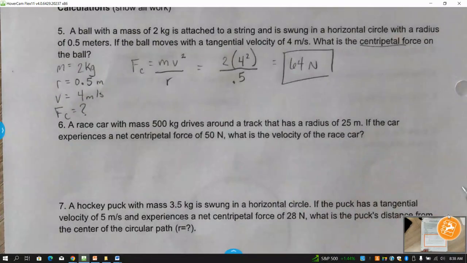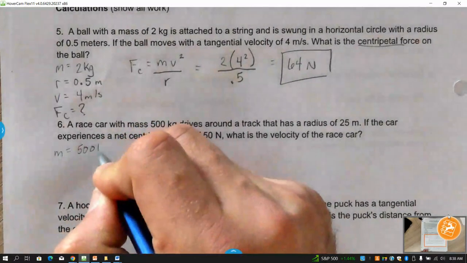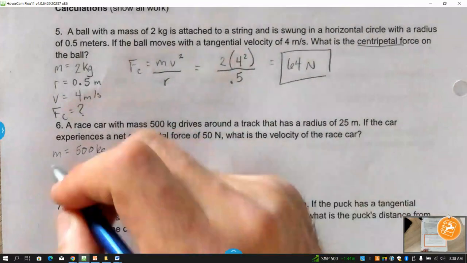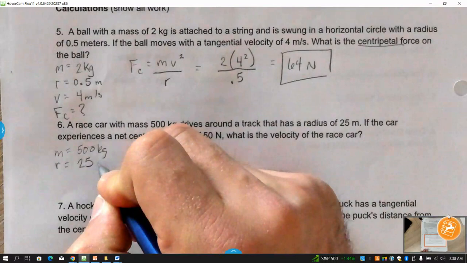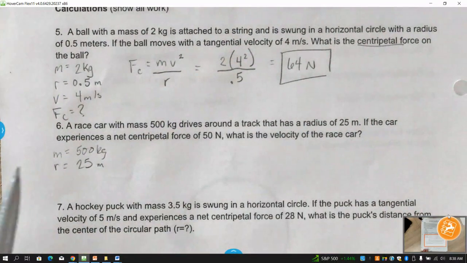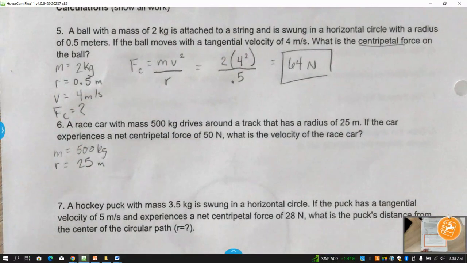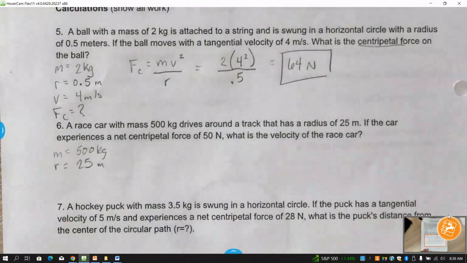Okay, next you have race car, mass 500. Radius 25. What's funnier than 24? 25. SpongeBob? No. All right. Anyway, moving on.